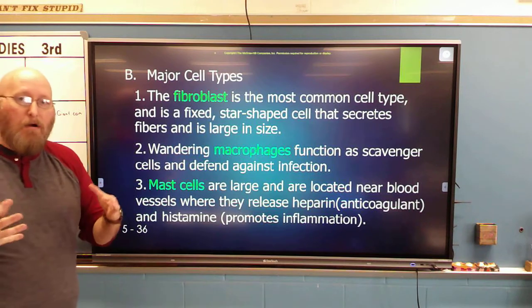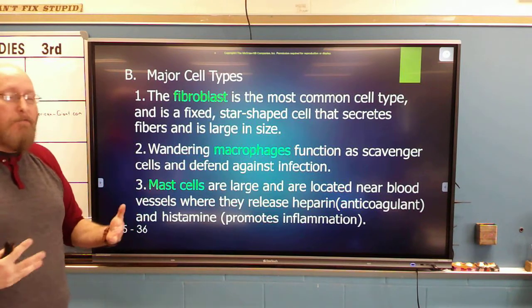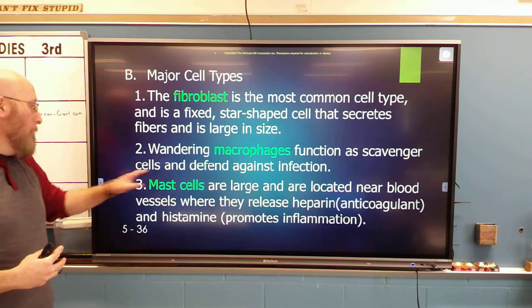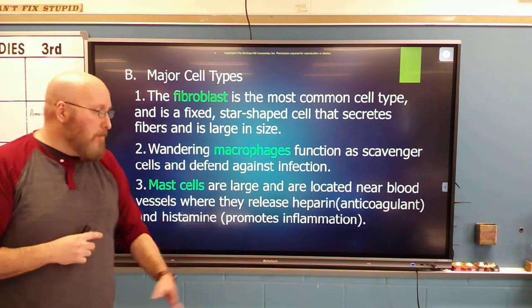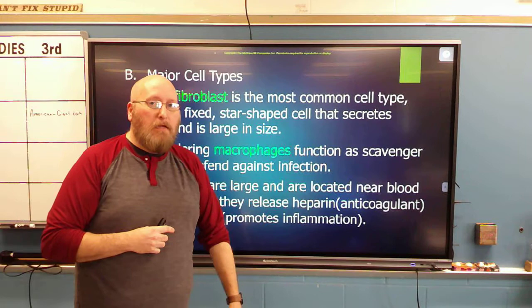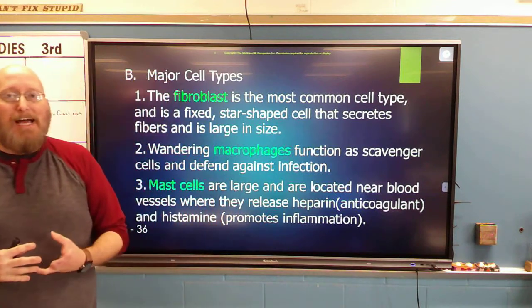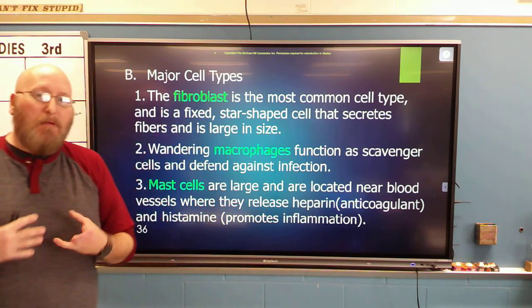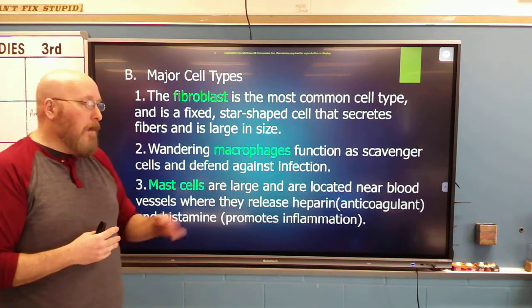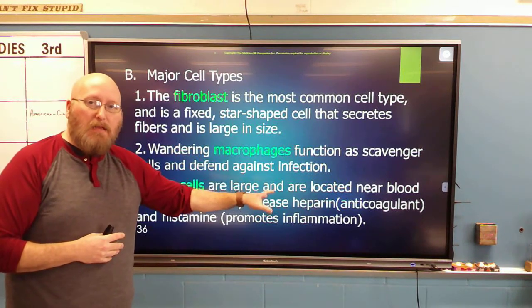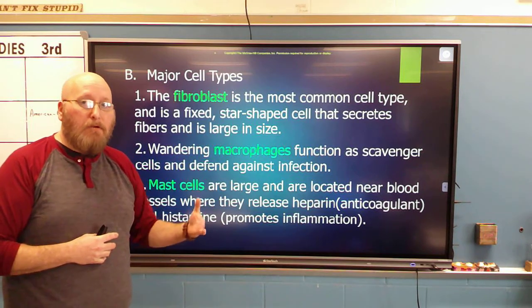Again, very large. The word mast would give you that idea. They're located in your blood vessels. They can actually release chemicals. One of those chemicals is called heparin. Heparin is what we call an anticoagulant. It keeps your blood from clotting, okay? We'll talk about that a little bit later when we get to blood, okay?